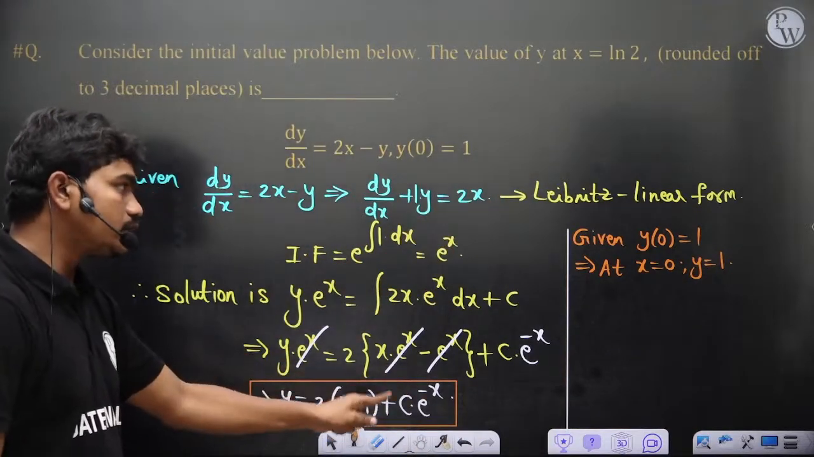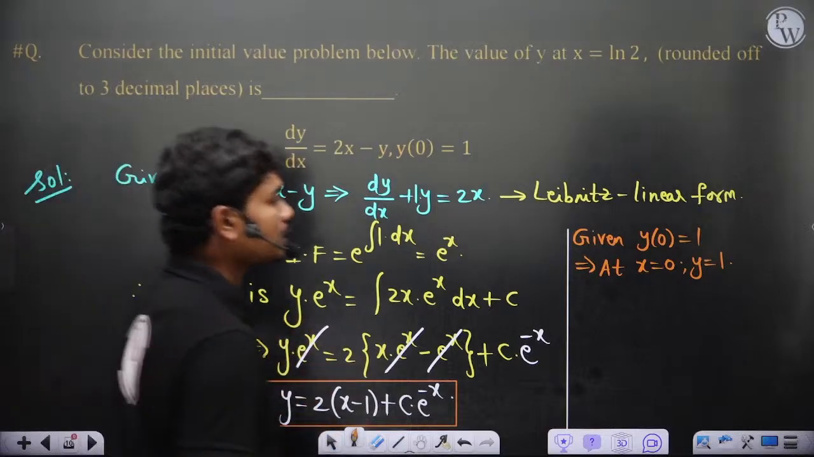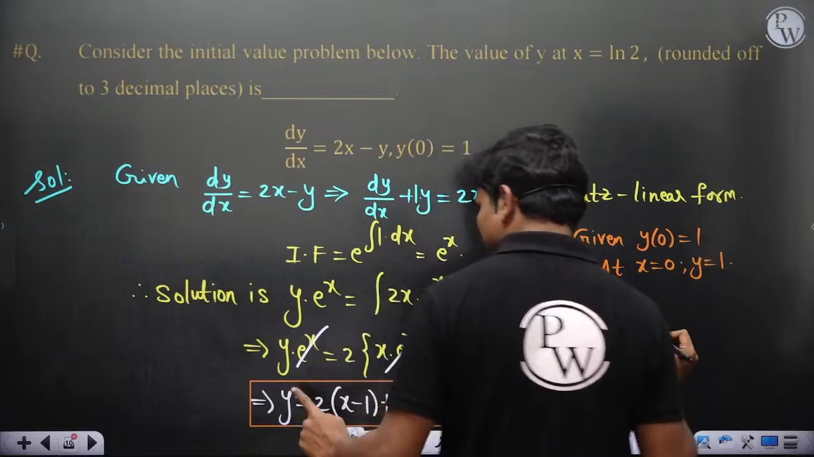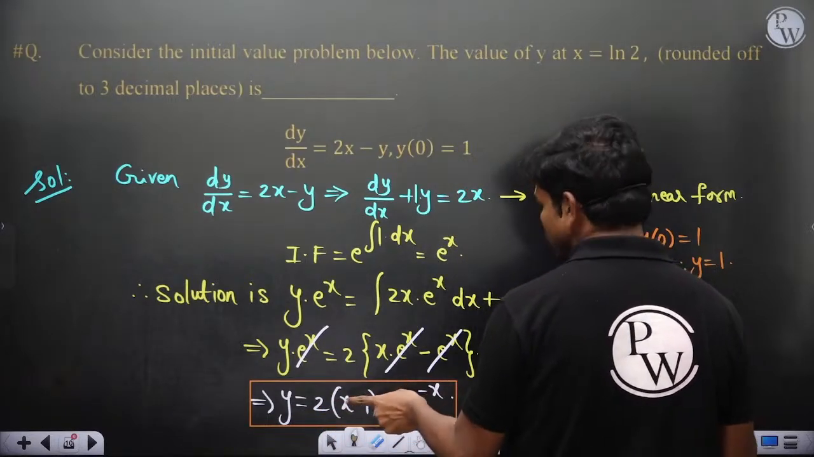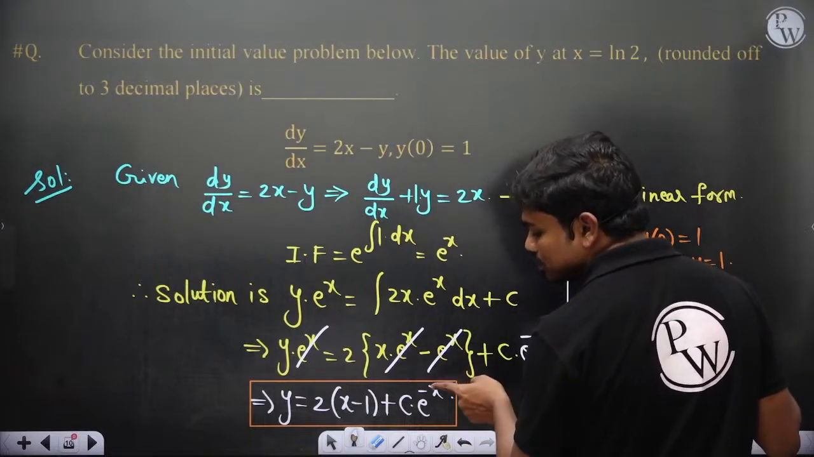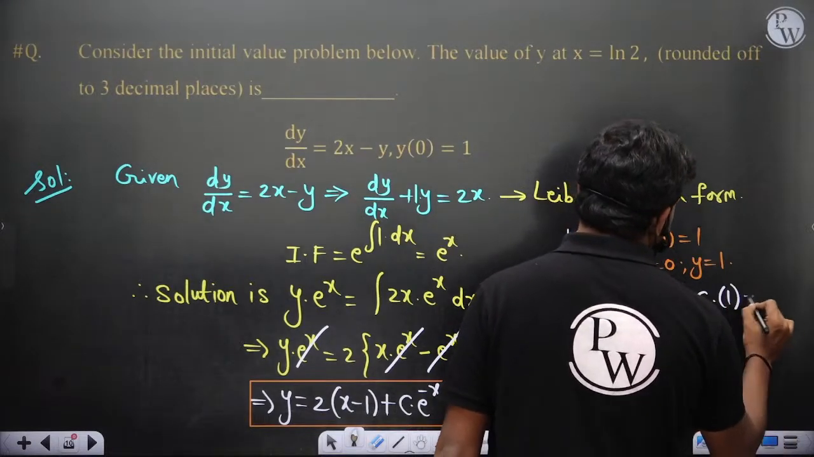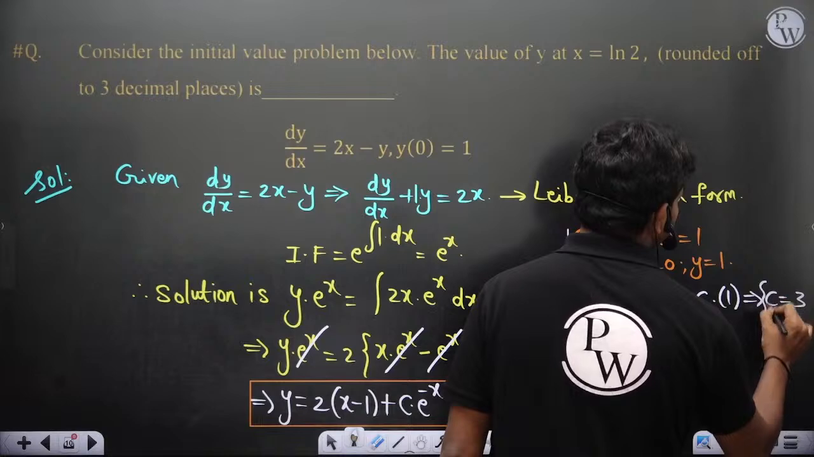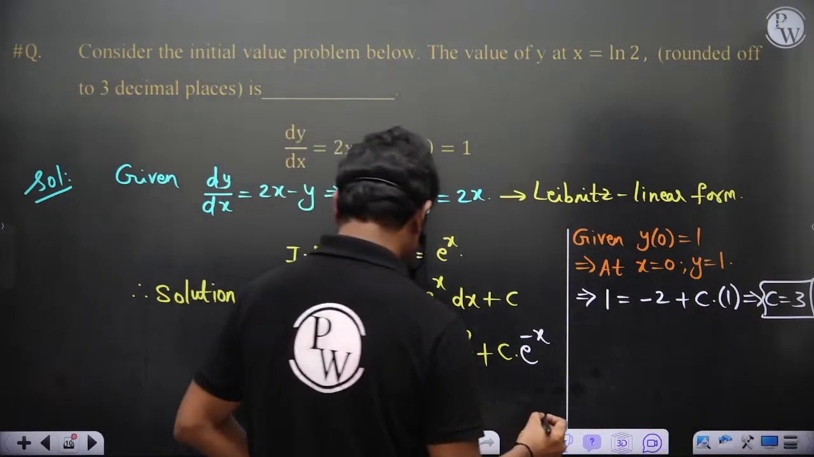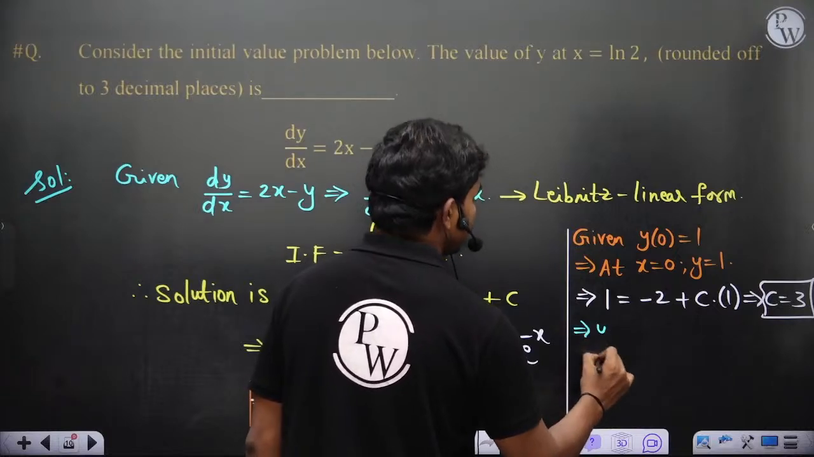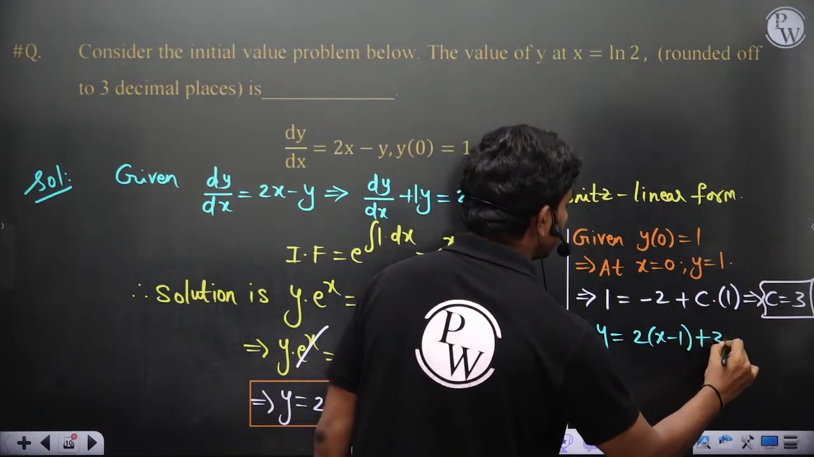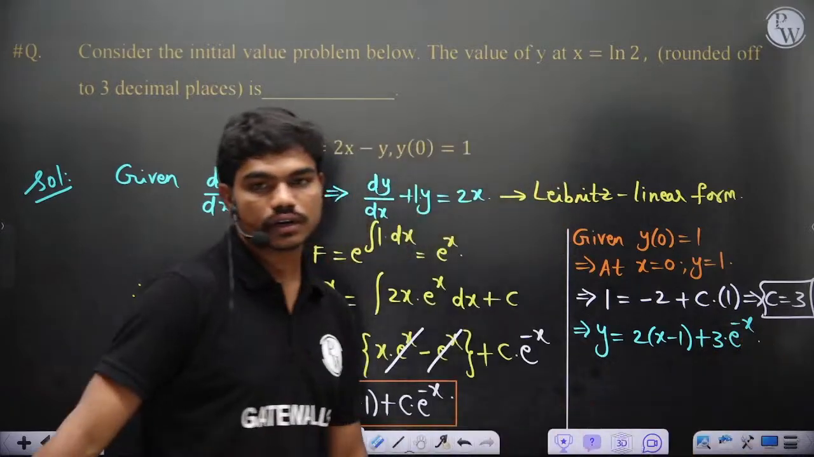If you put x equal to 0 and y equal to 1 simultaneously in this equation, let's see what you will get. 1 is equal to 2 into, if you place x is equal to 0, minus 1, that is minus 2, plus c into e power minus 0, which is just 1. So this tells you c is equal to 3. The value of the constant is 3. Once you know the value of the constant, you can tell the solution. Therefore y is equal to 2 times of x minus 1 plus 3 into e power minus x. This is the final solution which you all got, yes or no?